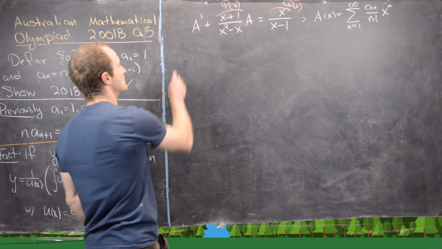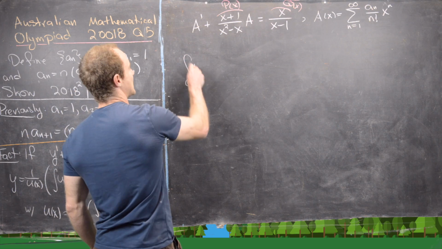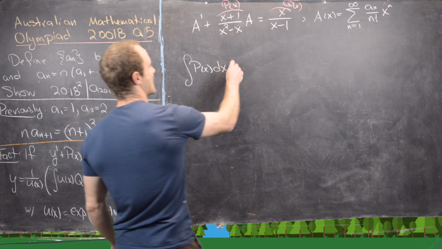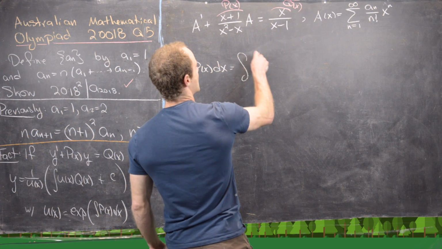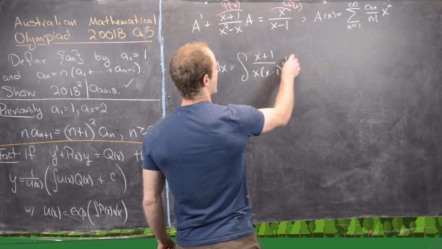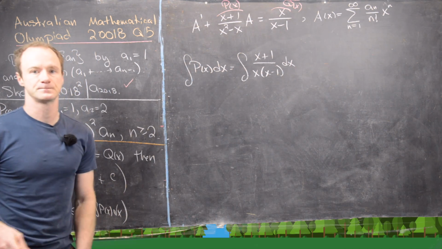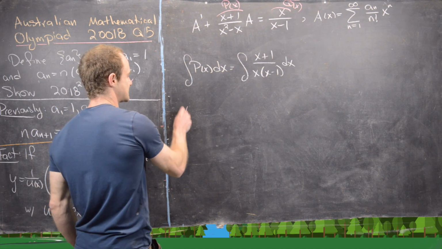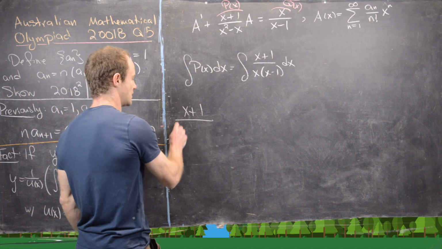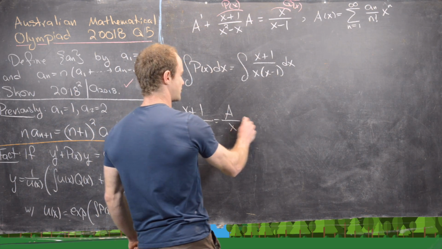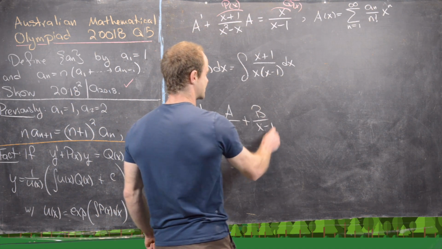Okay, so we need to go ahead and find the antiderivative of p of x. That's going to be an important tool. And so that is going to be the antiderivative of (x plus 1) over x times (x minus 1). I'll go ahead and factor that like that. Okay, but we need to use partial fraction decomposition for this. So that means we're going to write (x plus 1) over x times (x minus 1) as a over x plus b over x minus 1.